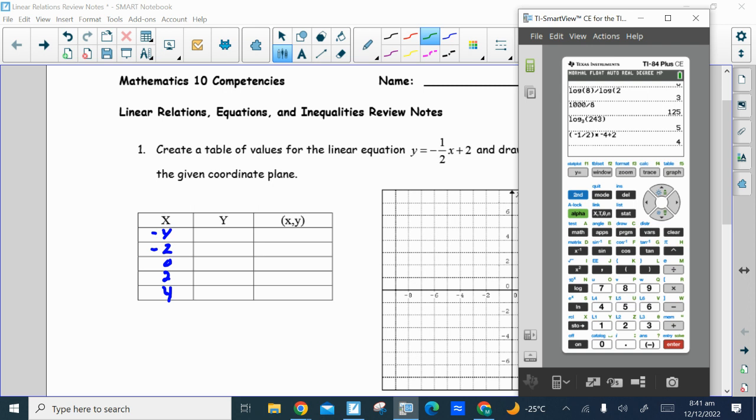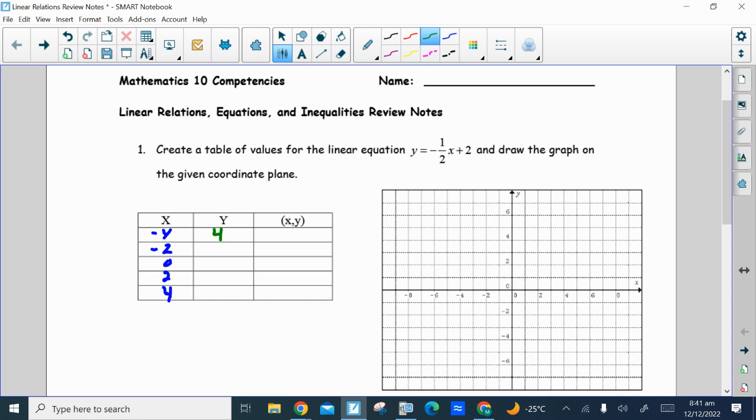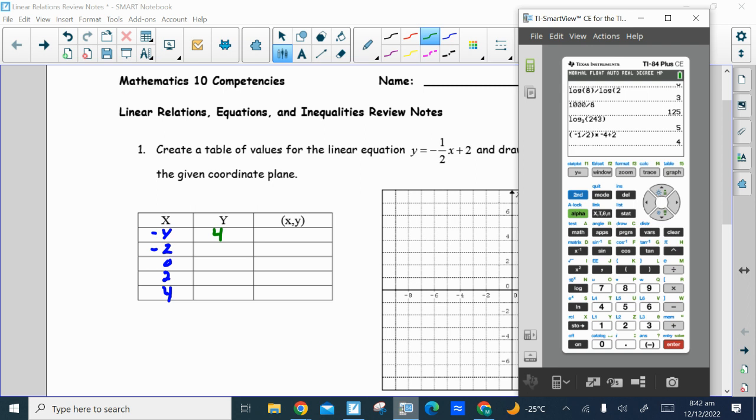So there's our answer for y. When x equals negative 4, y equals positive 4. What about when x is negative 2? Well, I can retype this in.